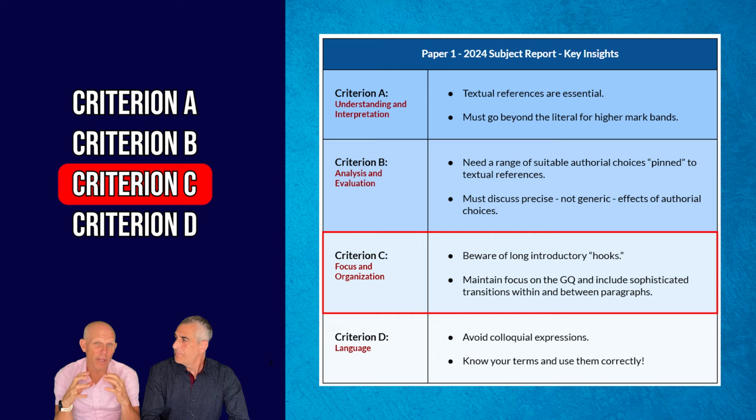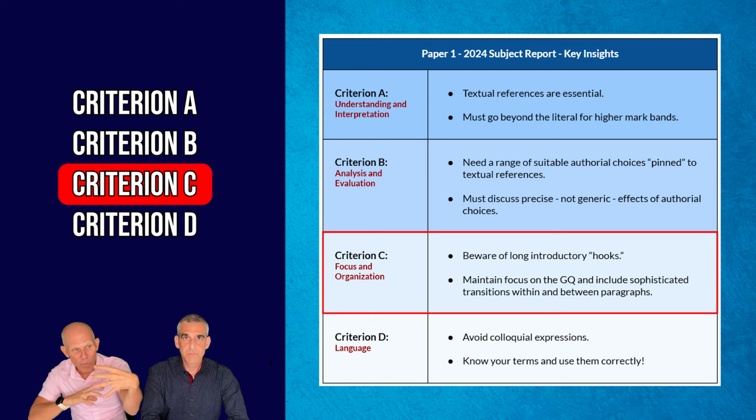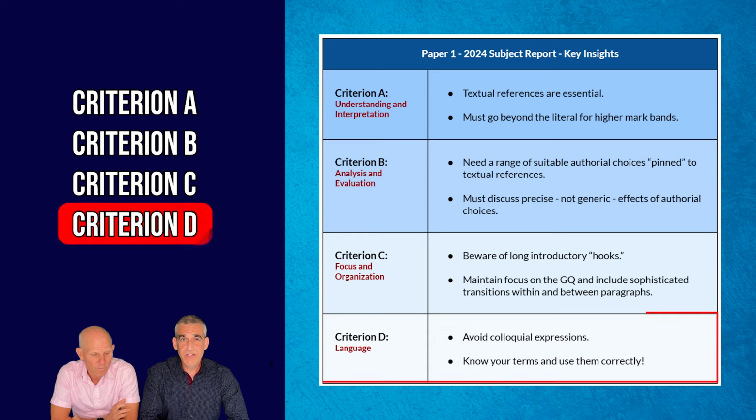The last thing we want to think about with organization are transitions. We need transitions so that our paper is cohesive, it sticks together. And we go from paragraph to paragraph, but even within the paragraph, we have those transitions. That's right, Mr. Giles. Lastly, criterion D, of course, is language.